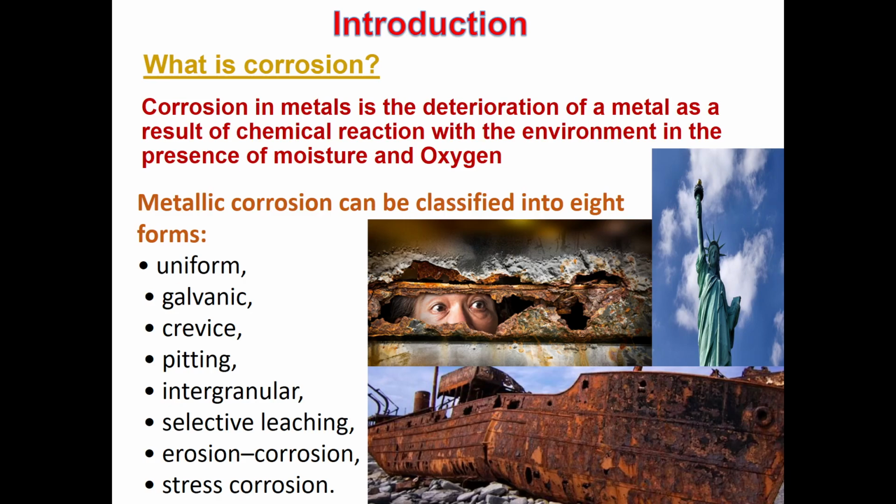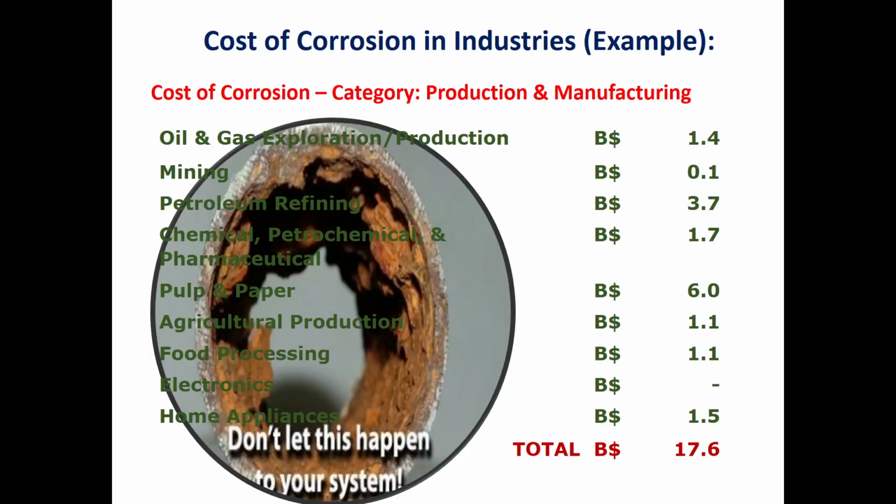Wherever industries operate, there are some problems also. One of the problems is corrosion, which we are facing in that region. Corrosion is the deterioration of a metal as a result of chemical reaction with the environment, in the presence of moisture and oxygen, as everybody knows. Sometimes we classify metal corrosion into eight classes, and all these types of corrosion can cause damage to the equipment and can interrupt the operation of the industry.